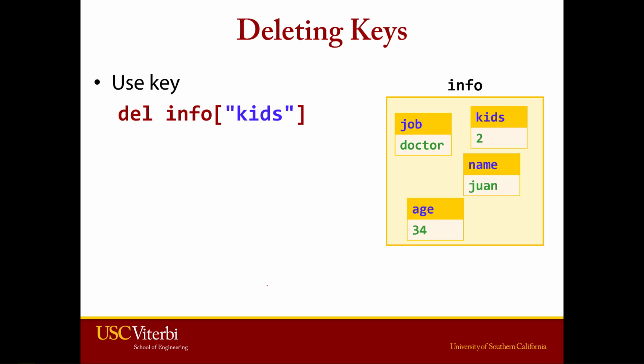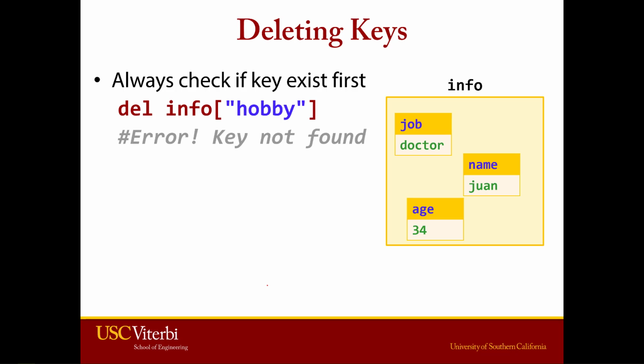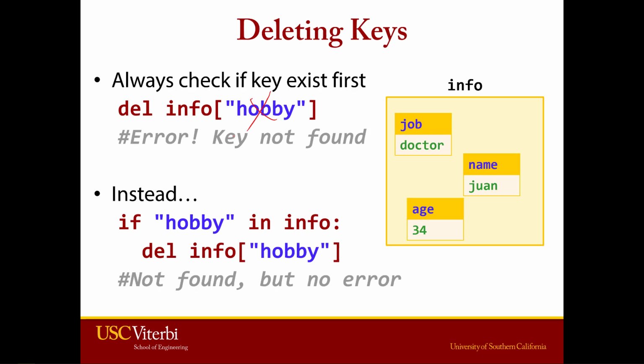Now, if we want to delete something, similar to a list, we simply say del info bracket kids, and that will get rid of that key value pair. We do have to be careful, just like with lists, because if this key does not exist, we're going to get an error. So typically when you want to remove a key value pair, we're going to use an if statement. It just makes things a little bit safer, to make sure that the key is there, otherwise you will get an error.